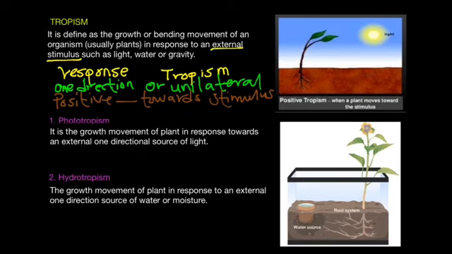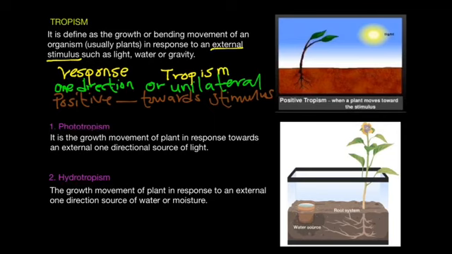What if it is growing away from the stimulus? That one is called negative tropism. So we call this negative, that is away from the stimulus.